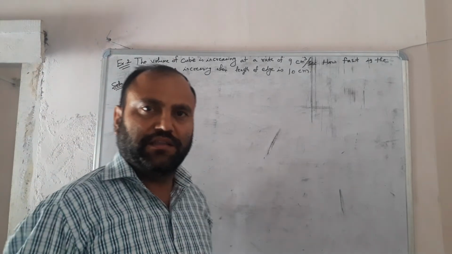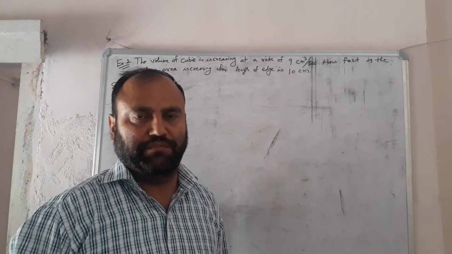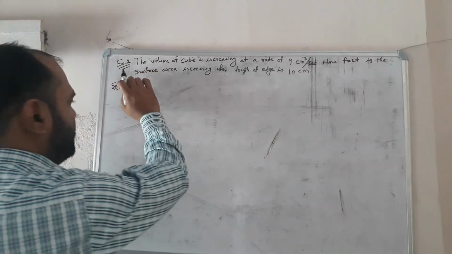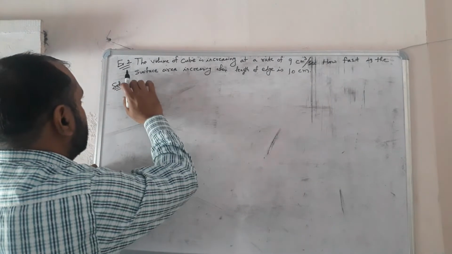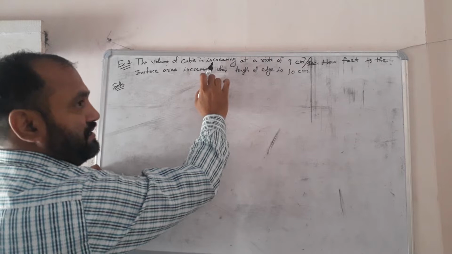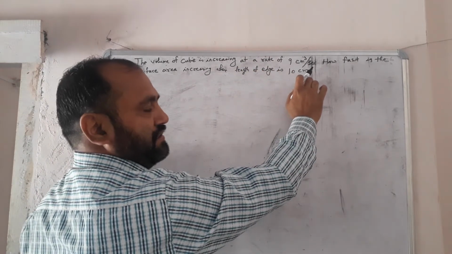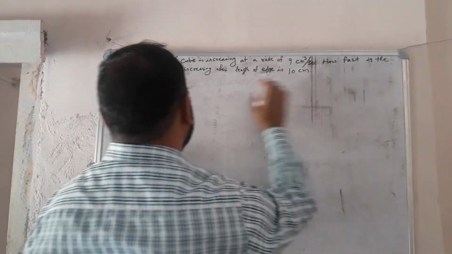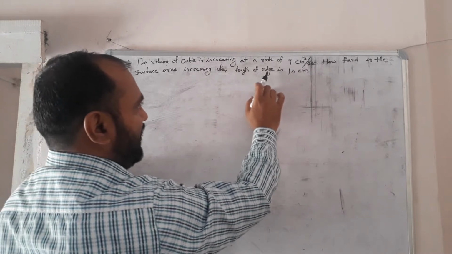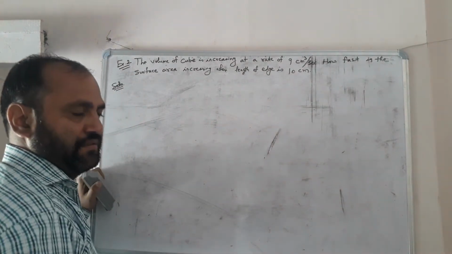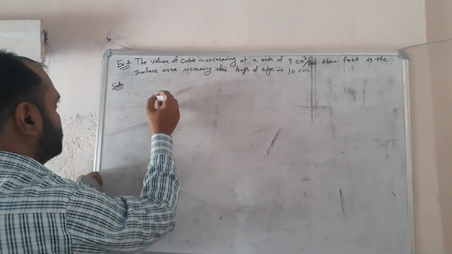To understand the topic rate of change of quantities, let us take examples. So I am taking example number 2 of miscellaneous NCERT book. The volume of a cube is increasing at the rate of 9 cubic centimeter per second. How fast is the surface area increasing when the length of edge is 10 centimeter? So let us solve it.